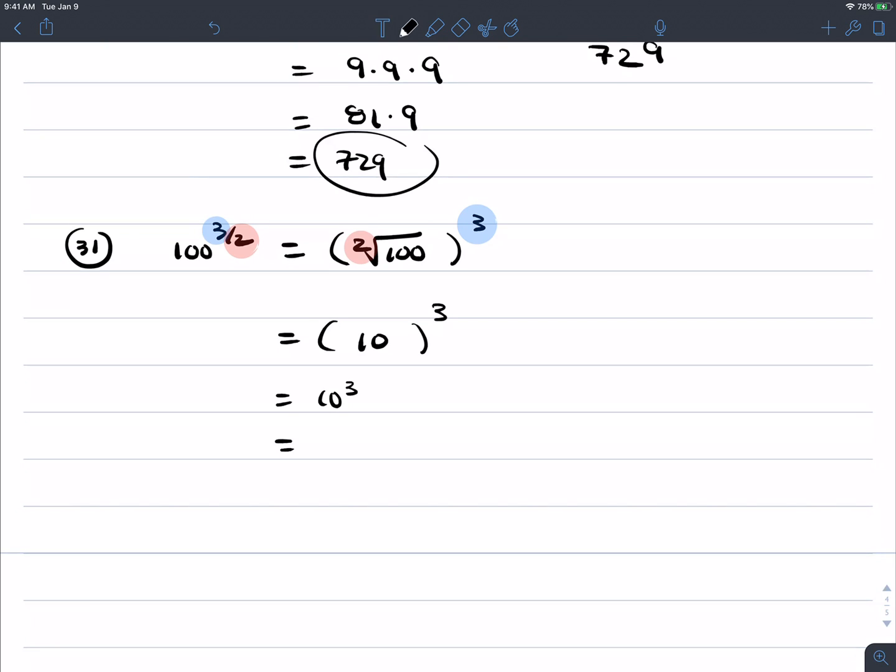And you guys should know, what is that? It's 1 followed by 1, 2, 3 zeros. So yes, it's going to be what? 1,000. Okay, you guys okay with that one?